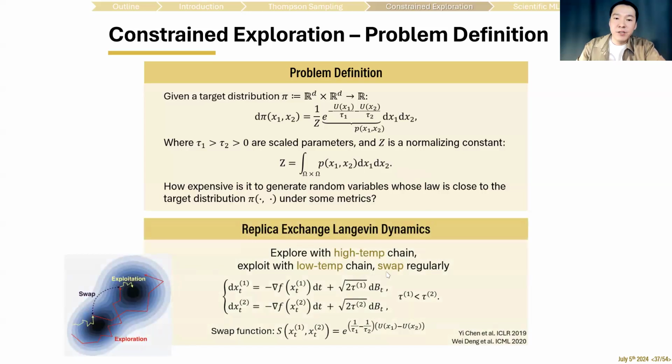So it includes two chains where the low temp chain can characterize local modes and focus on exploitation. The high temperature chain can easily escape local minimum and focus on exploration. And if we swap these two chains regularly, the low temp chain can escape local minimum and also characterize all the modes efficiently.